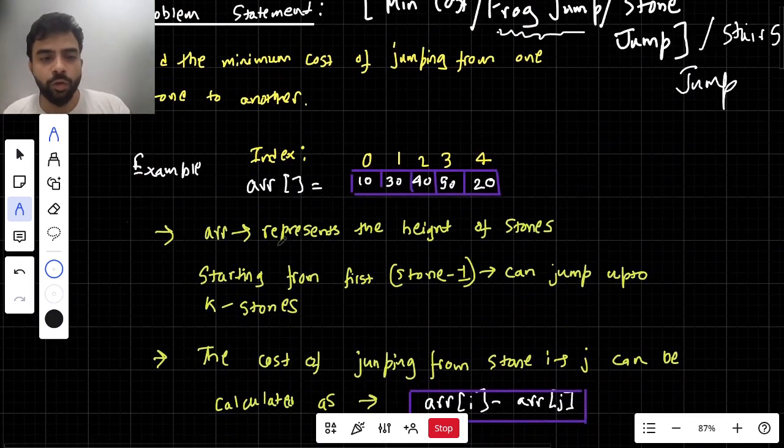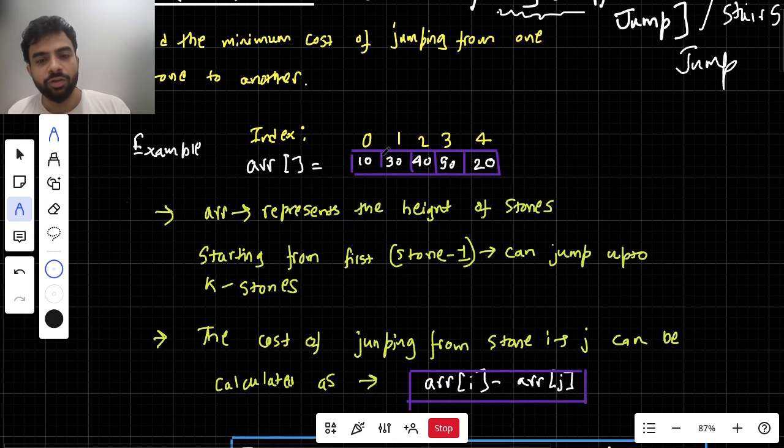Okay, so what we can see is that we will be given an array. In the question, obviously you won't see stones, right? The question will be very simple. The question will have indices. So these 0, 1, 2, 3, 4 are the indices of the array. 10, 30, 40, 50 and 20 are nothing but the heights of each stone present inside the array.